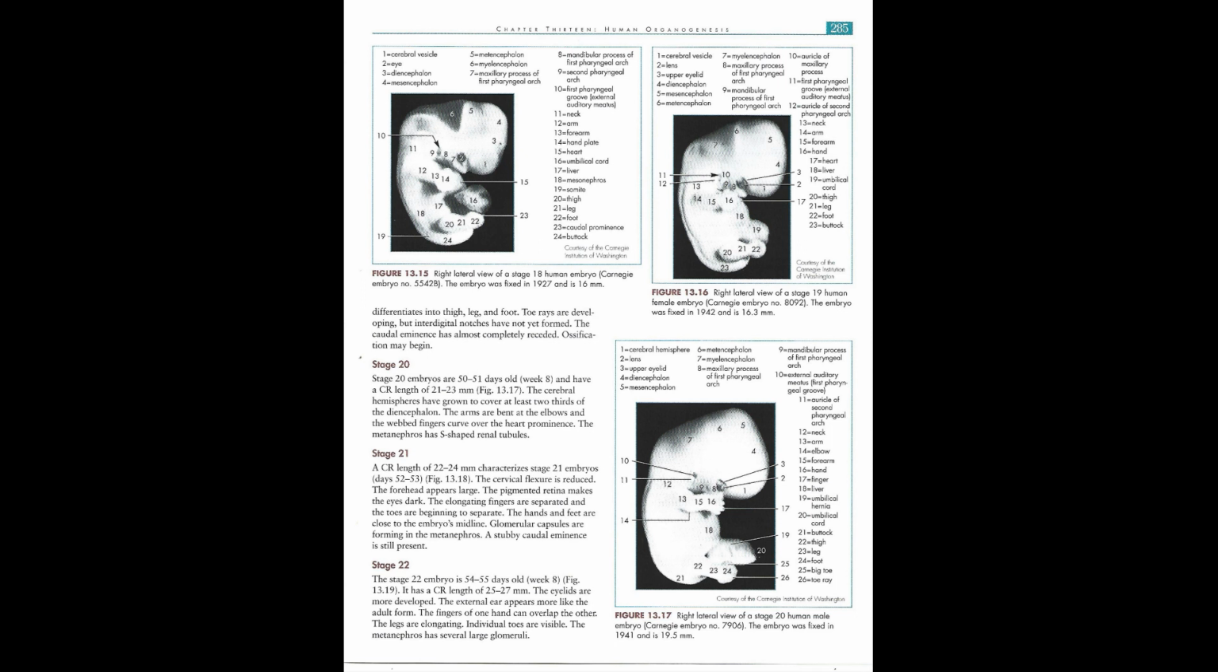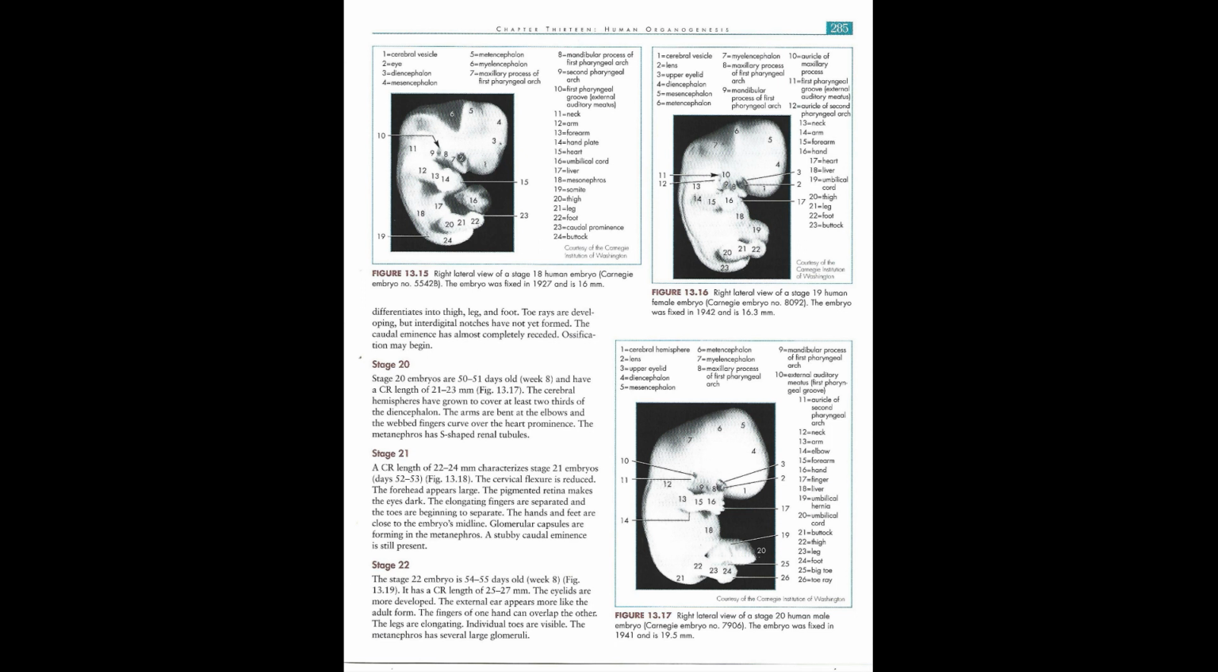Stage 21. A CR length of 22 to 24 millimeters characterizes stage 21 embryos, days 52 to 53, Fig 13.18. The cervical flexure is reduced. The forehead appears large. The pigmented retina makes the eyes dark. The elongating fingers are separated and the toes are beginning to separate. The hands and feet are close to the embryo's midline. Glomerular capsules are forming in the metanephros. A stubby caudal eminence is still present.